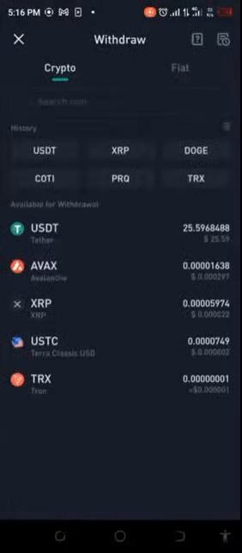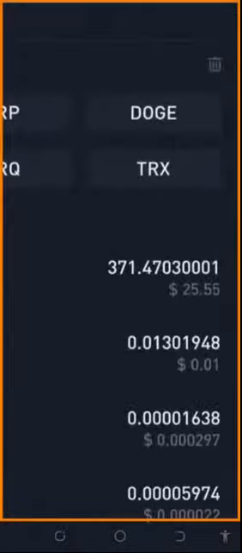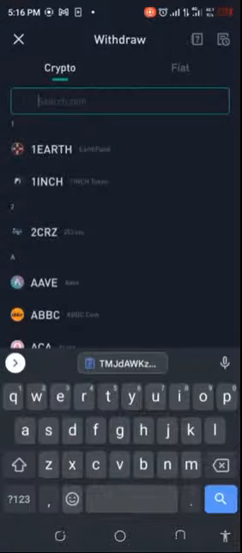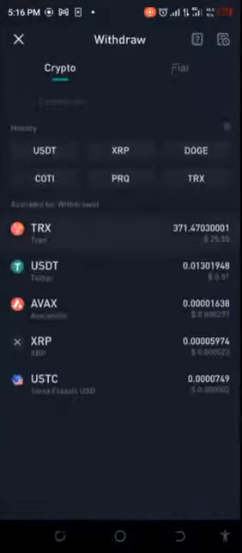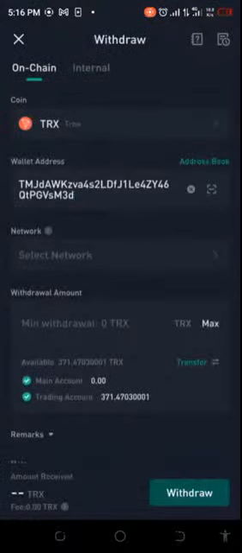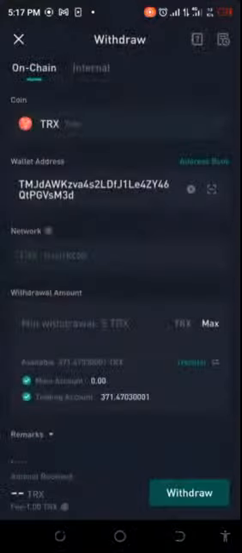So we're withdrawing from here and we're withdrawing TRX. You can see it already has everything there, okay? We're taking everything over. No, this is what I want. I'm withdrawing this and I'm just clicking on this, and then we'll now put in the address, the wallet address. The network is TRC20, obviously, and that's 1 TRX.